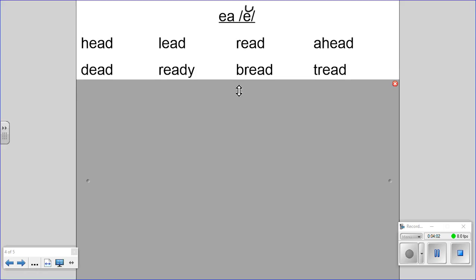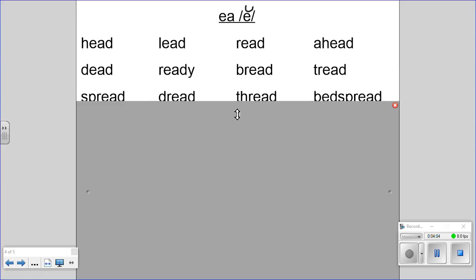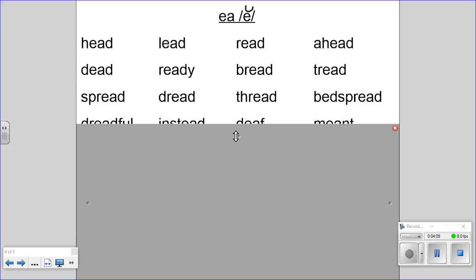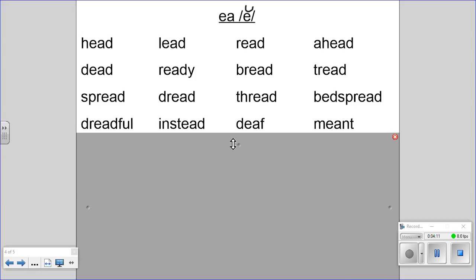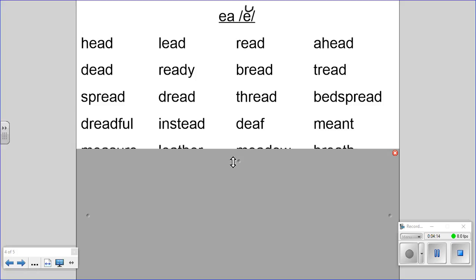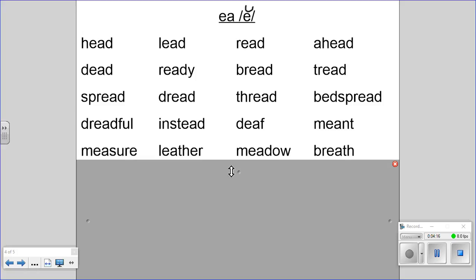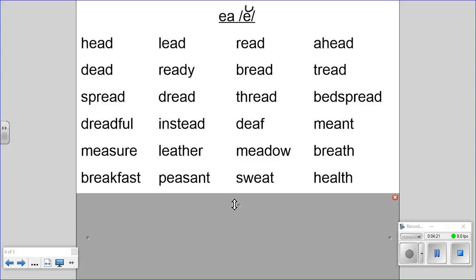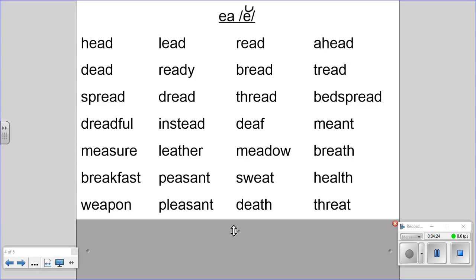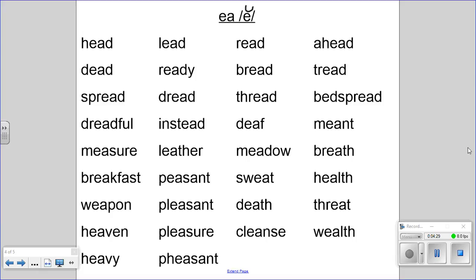Dead, ready, bread, tread, spread, dread, thread, bedspread, dreadful, instead, death, meant, measure, leather, meadow, breath, breakfast, peasant, sweat, health, weapon, pleasant, death, threat, heaven, pleasure, cleanse, wealth, heavy, pleasant. Nice job.